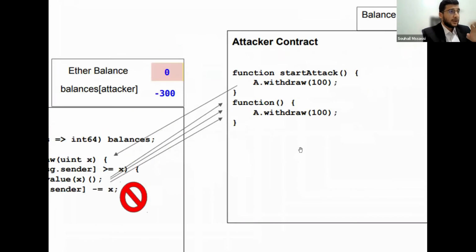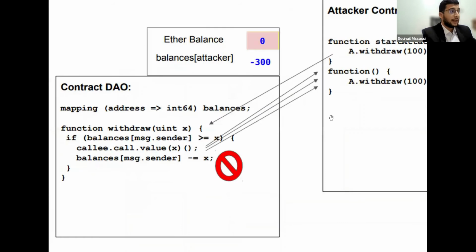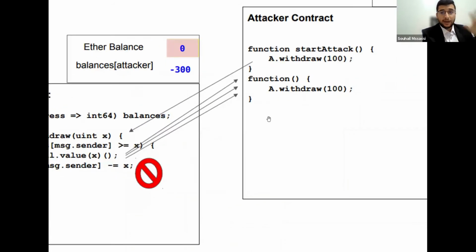Of course, in the smart contract of the attacker, he has two functions. We have the function startAttack, which is basically just calling the withdraw function located in the DAO contract with a parameter of 100. And there is also a second function without any name, which we call a fallback function. This fallback function will call the withdraw function another time.